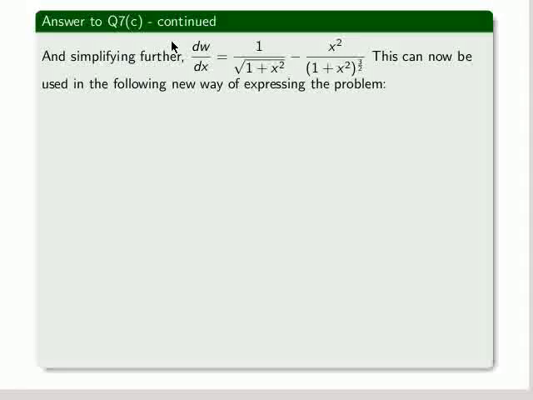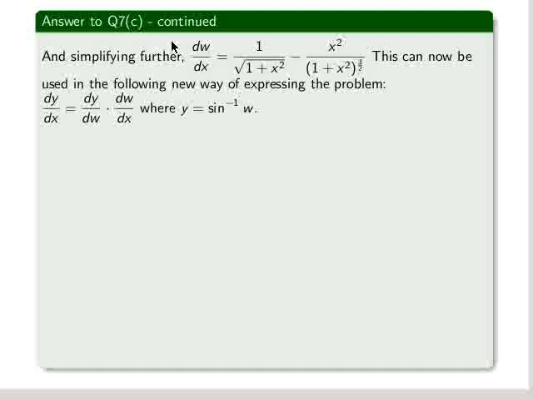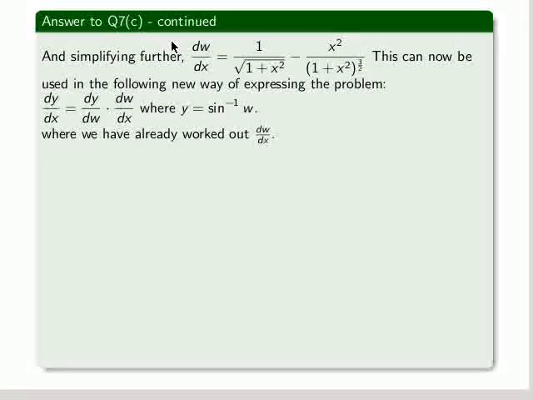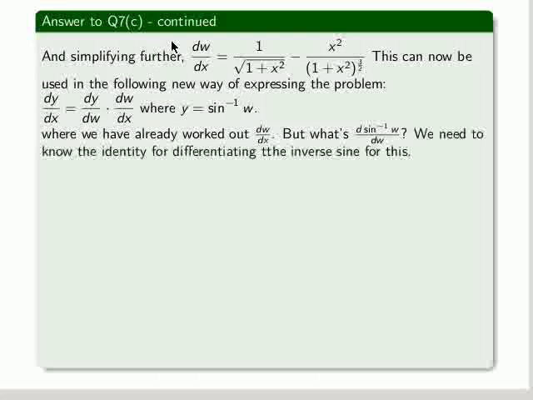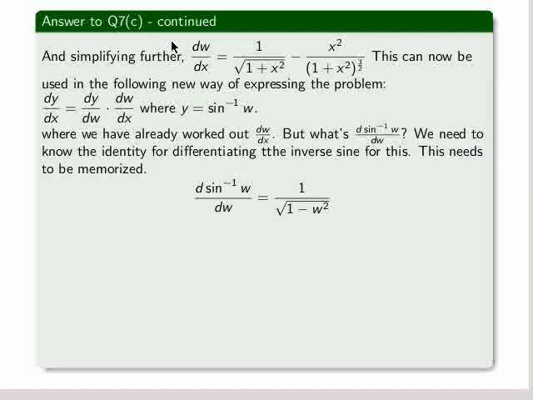Having reached that expression, it can now be used in the following new way of expressing this problem, which is where we're going to apply the chain rule to the inverse sine itself. Because we worked dw dx out already and tried to simplify it, now we have to work out what is in fact the differentiation of the inverse sine. We need to know the identity for differentiating the inverse sine. This needs to be memorized. Okay, and it's as given: 1 over the square root of 1 minus w squared, if w is the argument of your inverse sine.